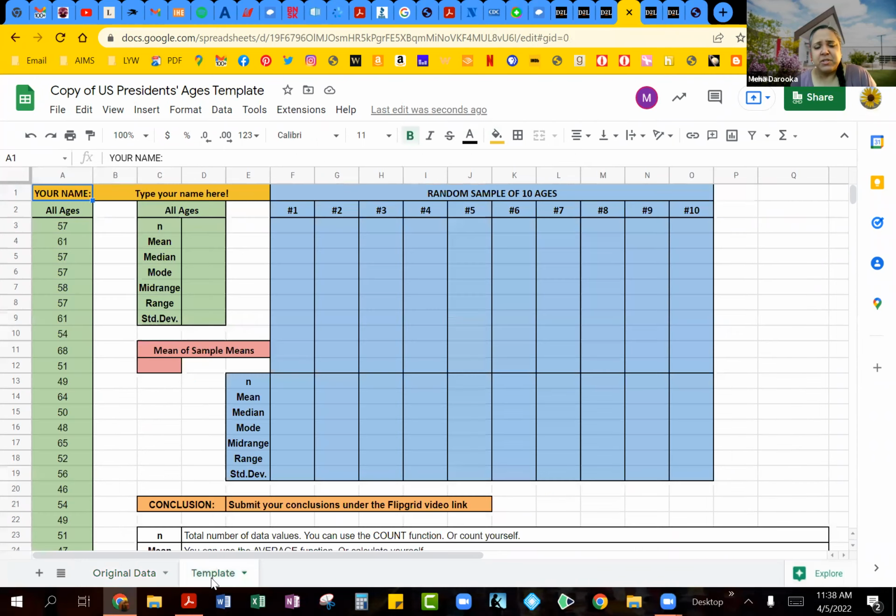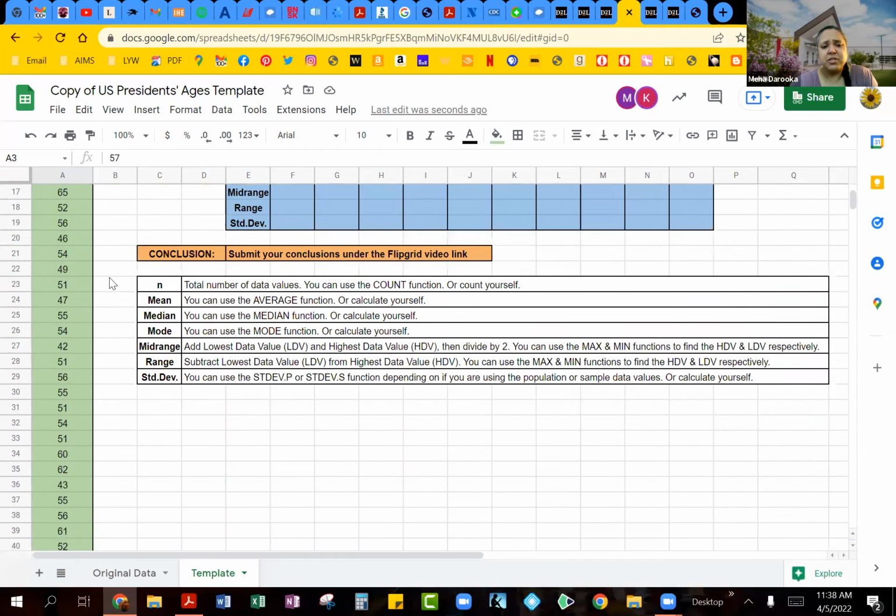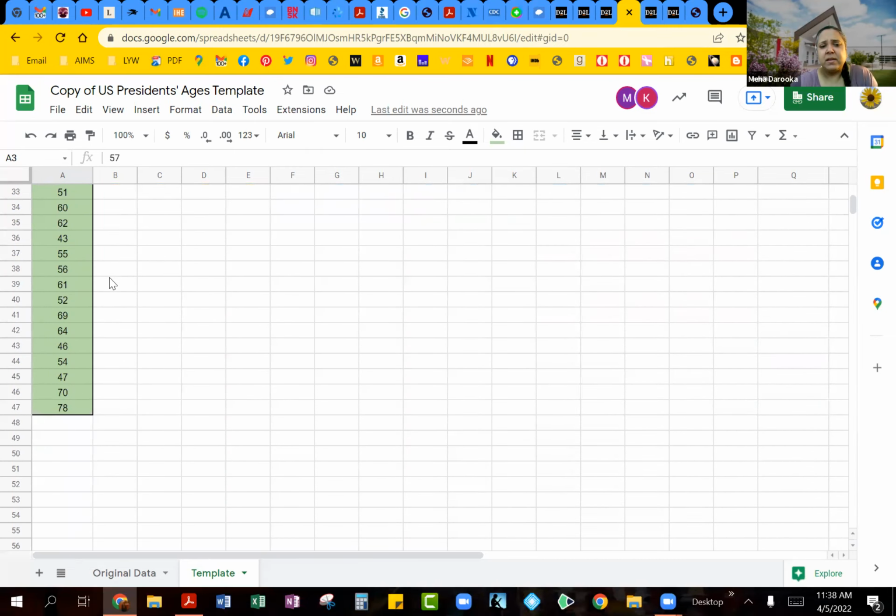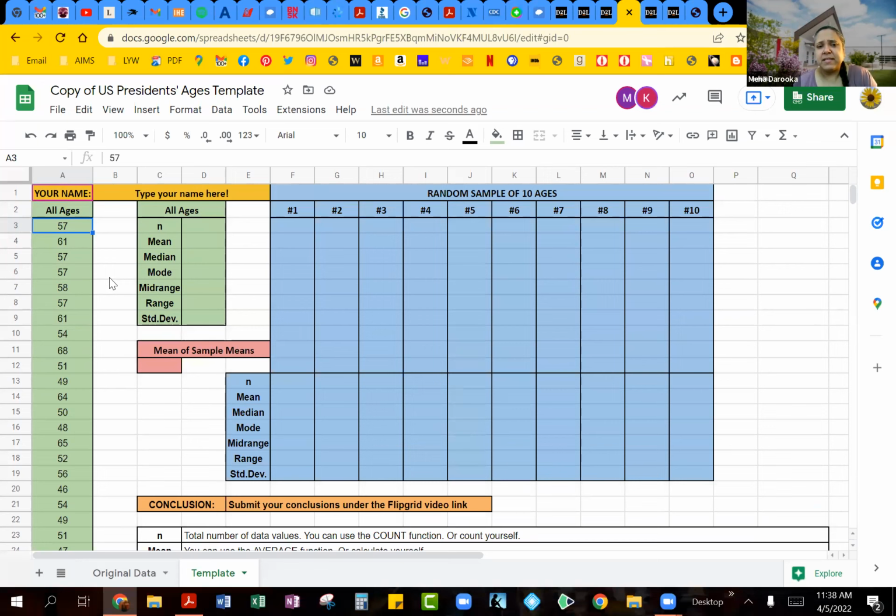And we actually need to be on the second page of this document. So the first one is just for information. And again, you will see here, guys, in the template, I have actually gone ahead and put those ages over here already, so you don't have to copy that over. So all those 47 ages from George Washington to Joe Biden are already listed over here on the left-hand side.